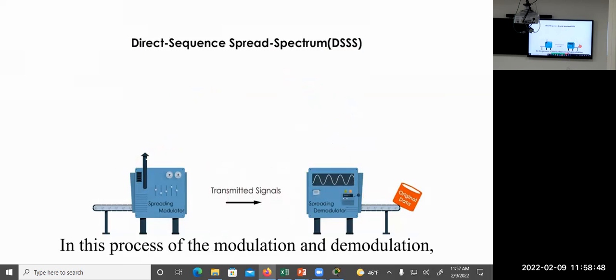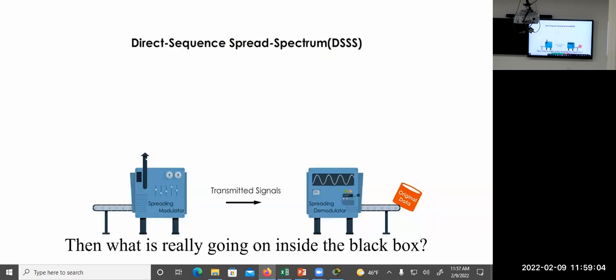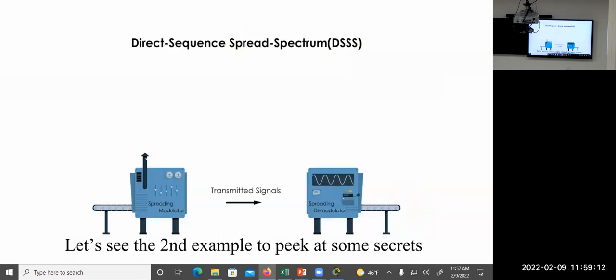In the process of modulation and demodulation, 2 goals are achieved. 1. Each bit is coded. 2. Signal bits are distributed over a much wider frequency band. Then what's really going on inside the black box modulator or demodulator?